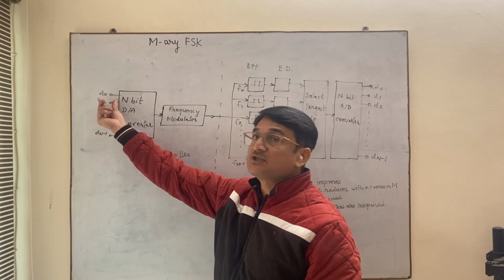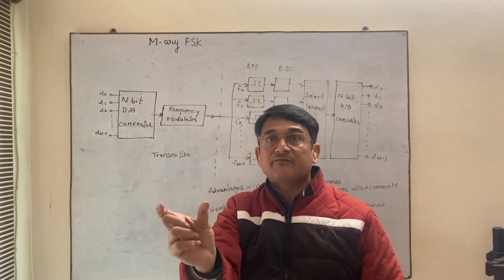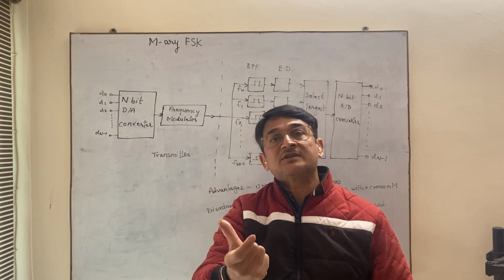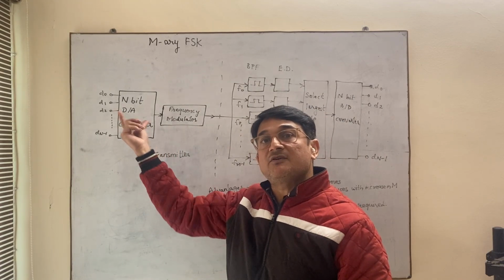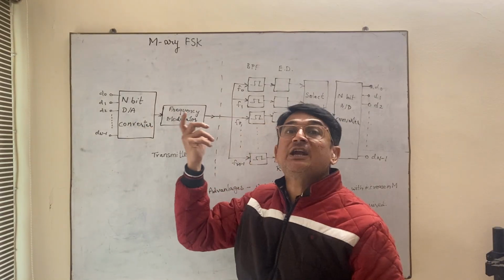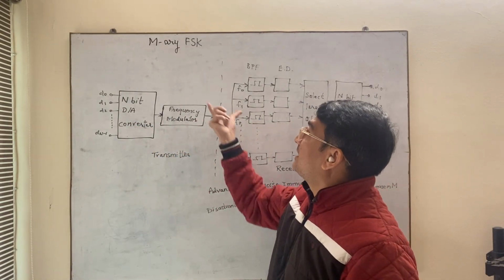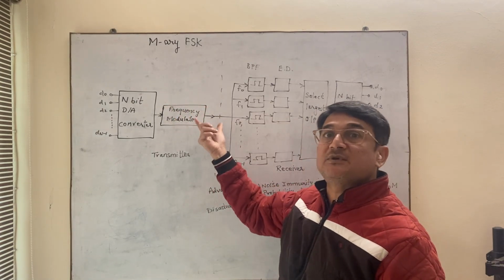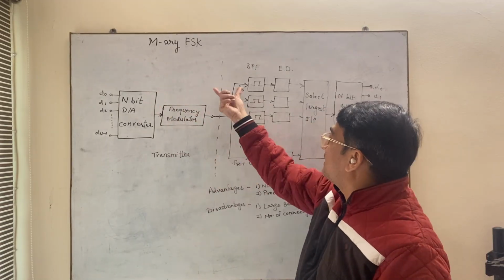Suppose 000 is there, the carrier will be multiplied with it, and a frequency will be generated. Then suppose the next bit sequence is 010. 010 combined with the carrier frequency will give you another, different frequency. Accordingly you will have 8 different frequencies which will be transmitted. This is called M-ary FSK transmission.